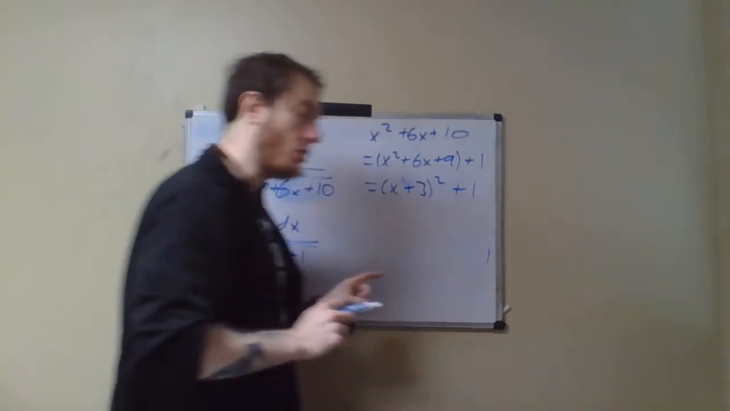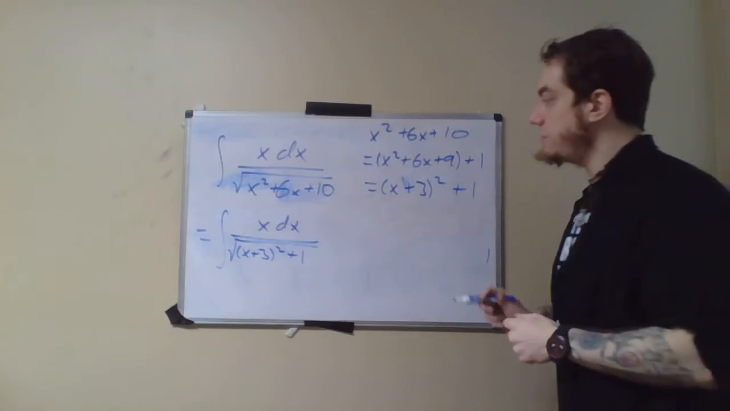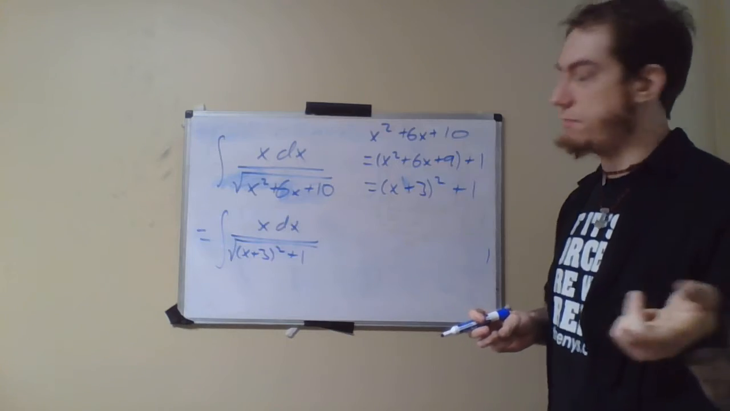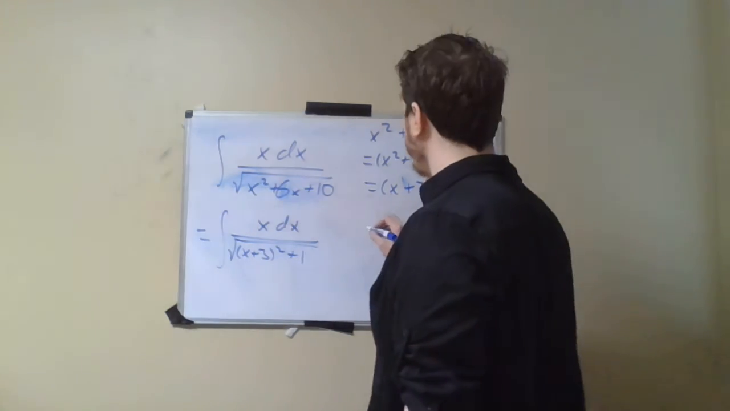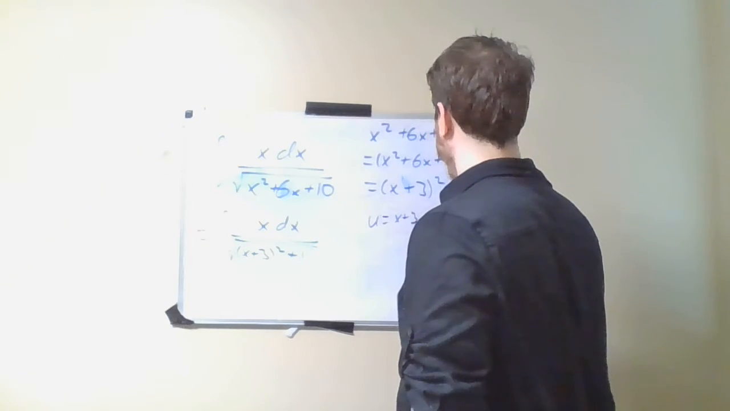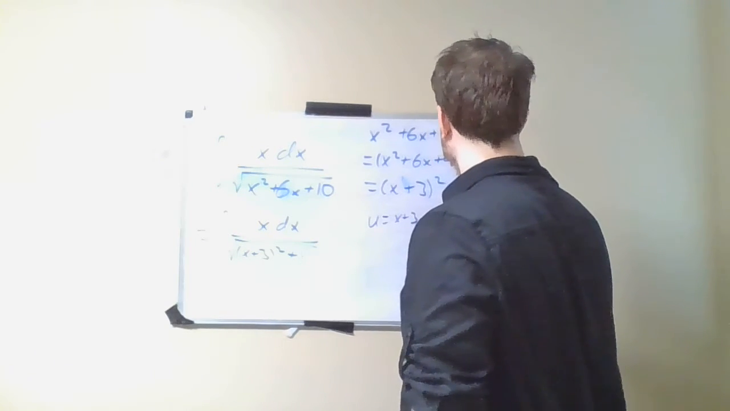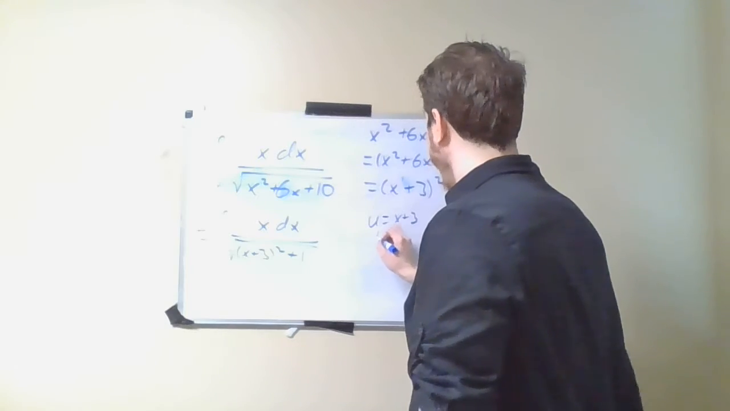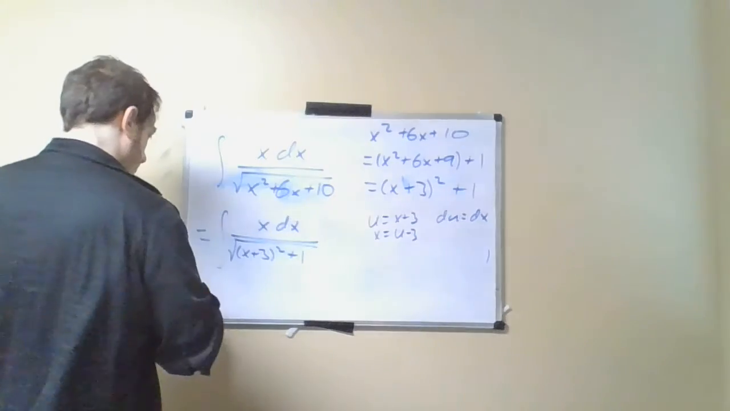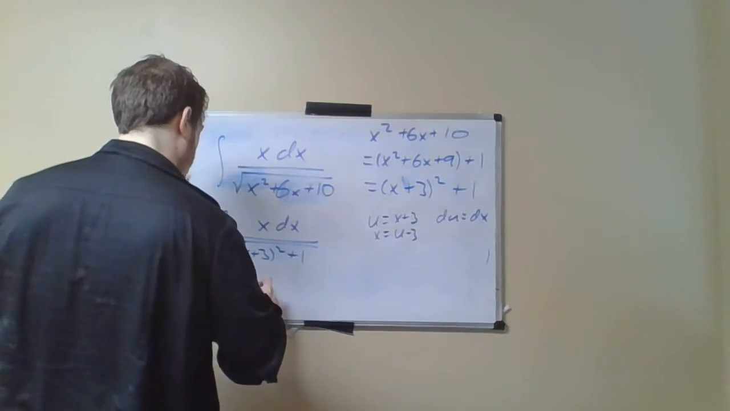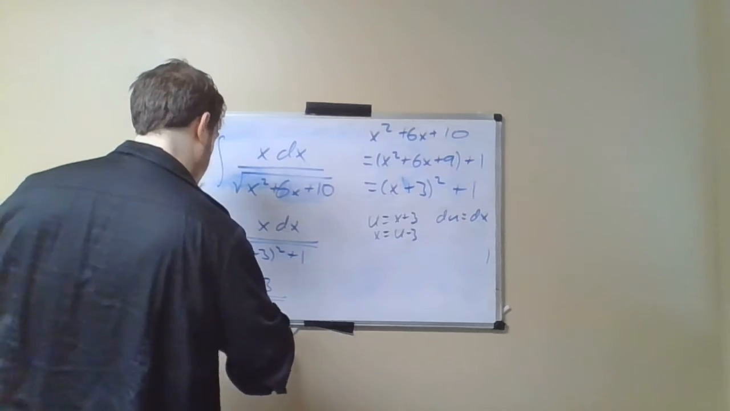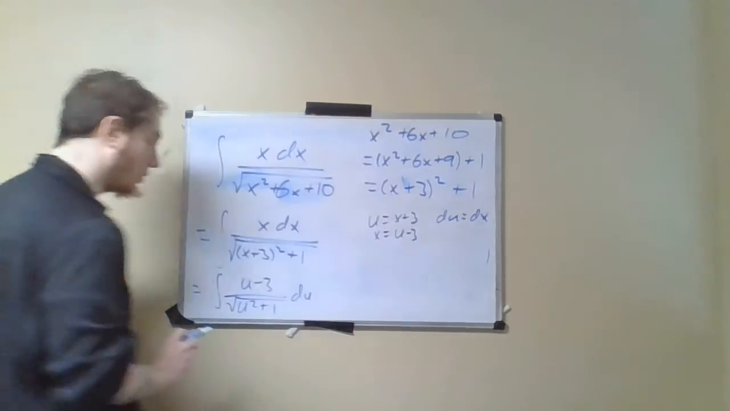And now I can do this in two steps. Well, I can do it in one step or I can do it in two steps. It's kind of up to me. So what I can do is let u be equal to x plus 3. Then du is equal to dx, and x is equal to u minus 3. So this is going to become the integral of u minus 3 over the square root of u squared plus 1 du.